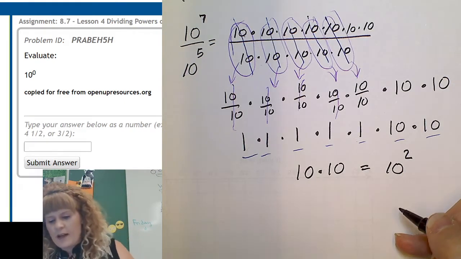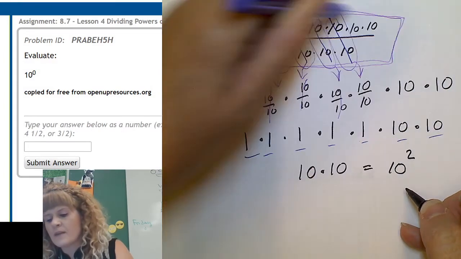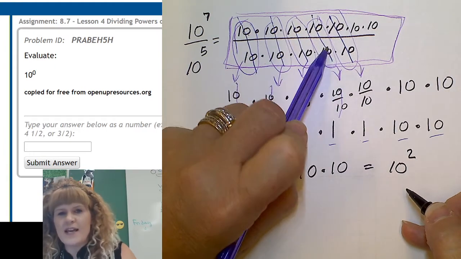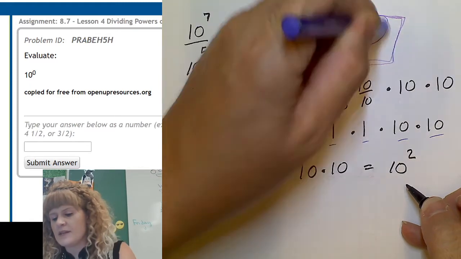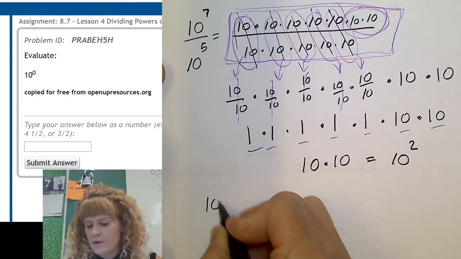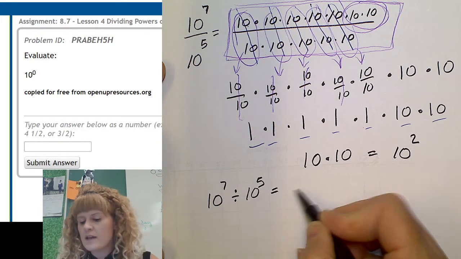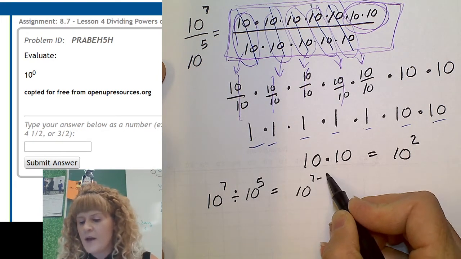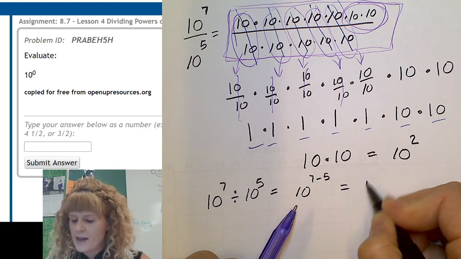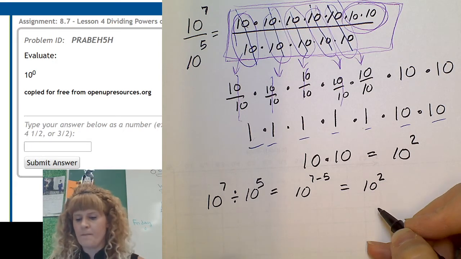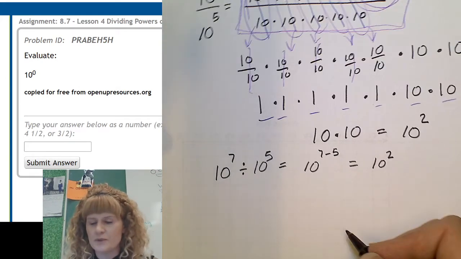So go back to what I originally showed you up here. You can see that 5 of the 10 pairs in the numerator-denominator cancel out, and I'm just left with these two. In other words, 10 to the 7th divided by 10 to the 5th equals 10 to the 7 minus 5. That's how many canceled out, and that gives me 10 squared. Now that I proved it to you, I can write the quotient rule.